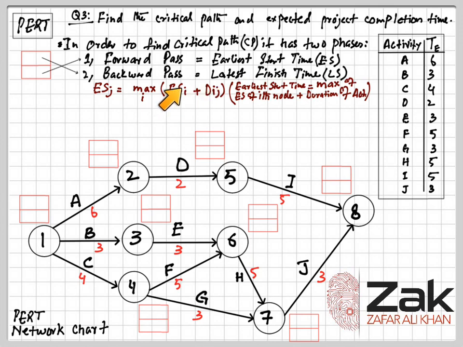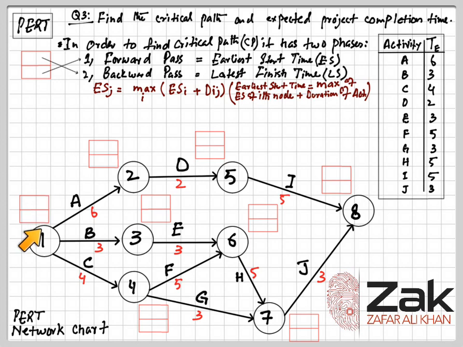So what does it mean? Sometimes when you are starting there is just one node, but sometimes when you are starting it means that you have got two nodes. Like at node 6, the activity H is starting after the completion of E and F. So if it is starting after the completion of two activities, we will be taking the maximum one, the higher one. So let's see how.